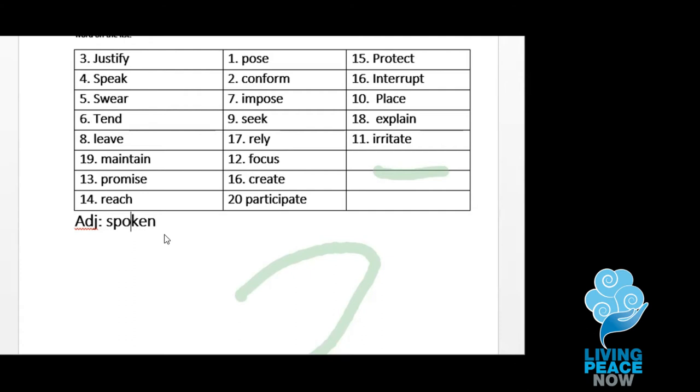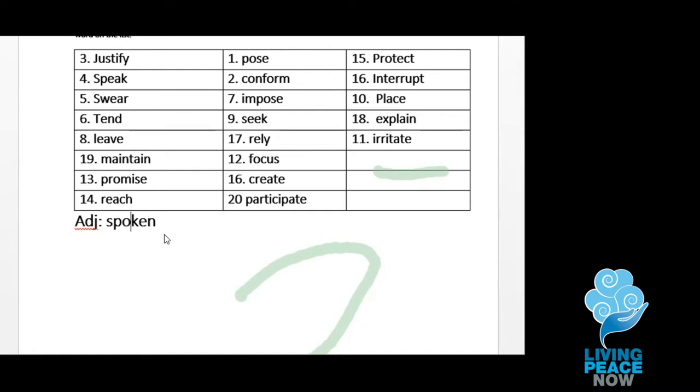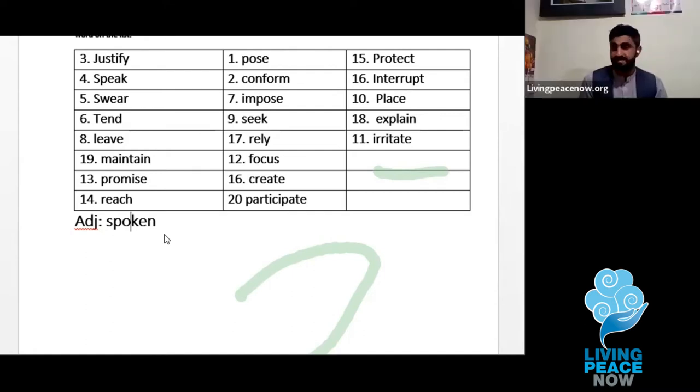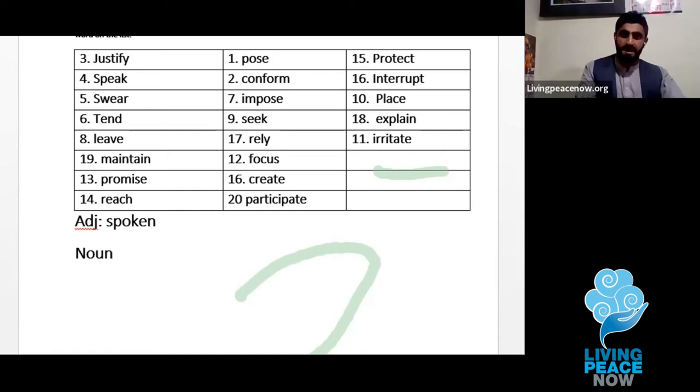He's spoken with his mother. Again. He's spoken with his mother. That's an adjective, not a verb. His spoken was very good. No. We have noun, we have verb, and we have adjective. The noun is speaking. This is the noun form, and the adjective form is spoken.